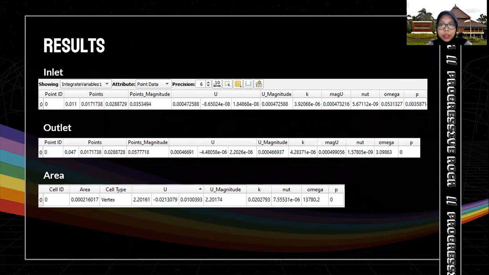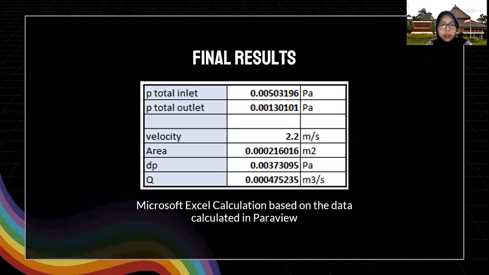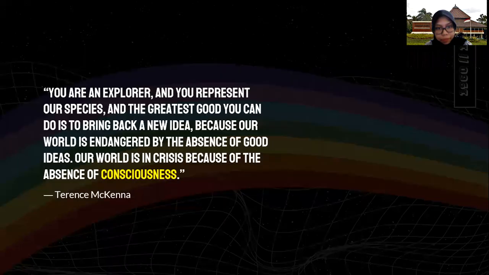And then after we get these results, we have to manually input them, manually calculating them. And I'm using Excel as help. And after getting the results from the previous simulation, we're calculating the pressure drop and debit. And it turns out the result for the pressure drop is 0.0037 Pascal, and for the debit is 0.000475 meter cube per second. And that's all my simulations.